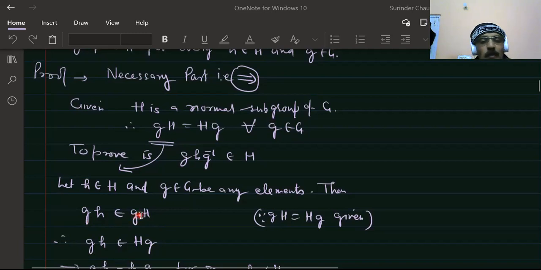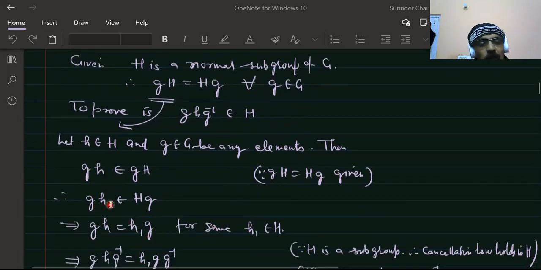This gh belongs to gH, but gH is equal to how much? Given as normal, gH is equal to Hg. So this gh also belongs to Hg. If gh belongs to Hg, then gh must be of the type h1 g for some h1 belongs to H.